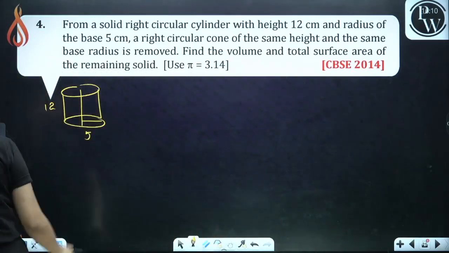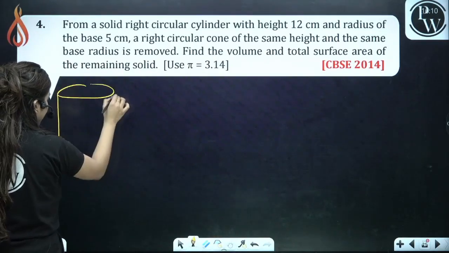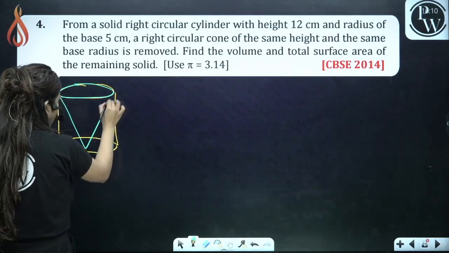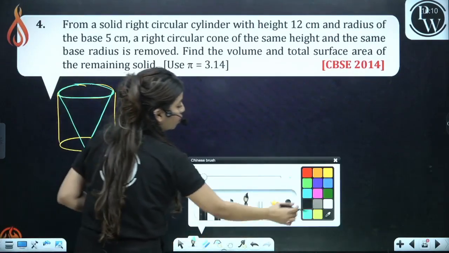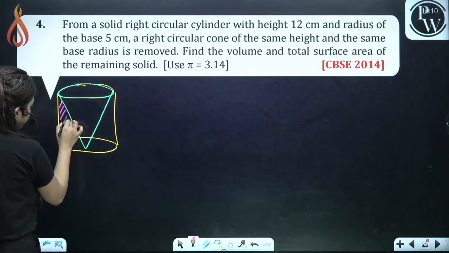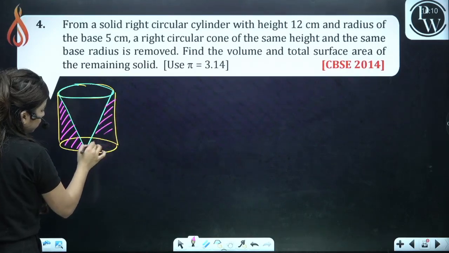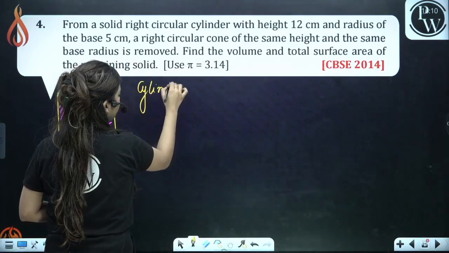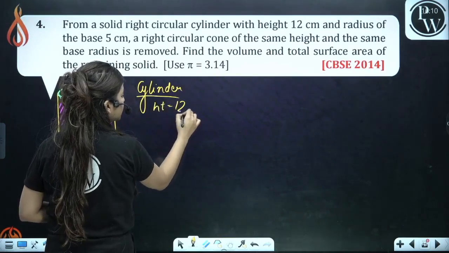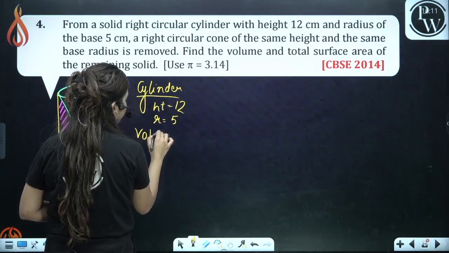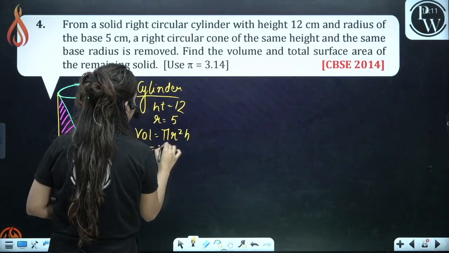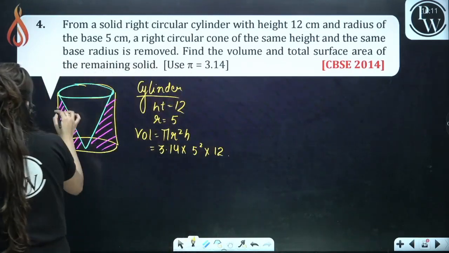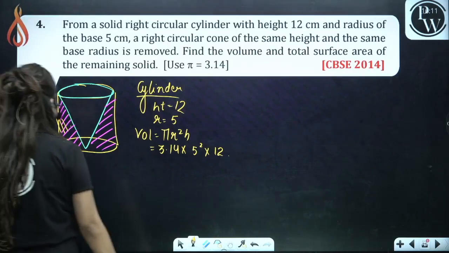So over here, from a cylinder, a cone of the same radius and same height is removed. I have to calculate the volume of the remaining part, and the remaining part of wood will be this particular volume. Let's talk about the cylinder first. For the cylinder, the height is 12 and the radius is 5. So the volume of the cylinder will be pi r square h, that is 3.14 into 5 square into 12. This particular volume is what we have to calculate. So this will give me what?